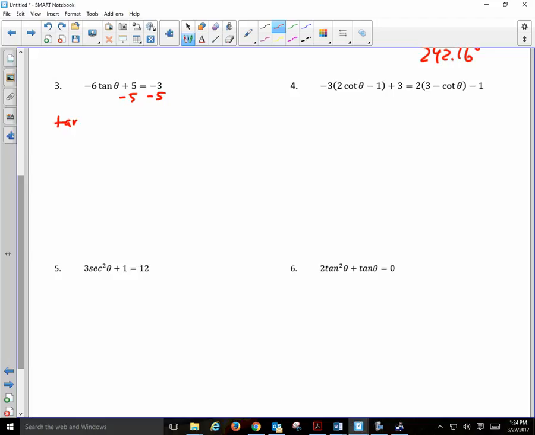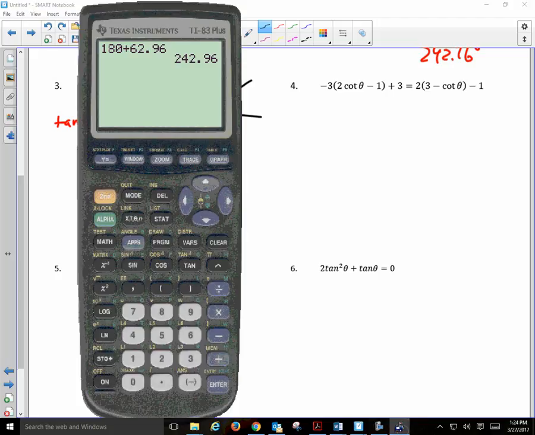Very good. Rich is on a roll. Subtract 5, I get negative 8. Divide by negative 6, I get 4/3. Now what? Quadrants. Now what? Three and 1. Now what? Tangent inverse 4/3. I get 53.13.